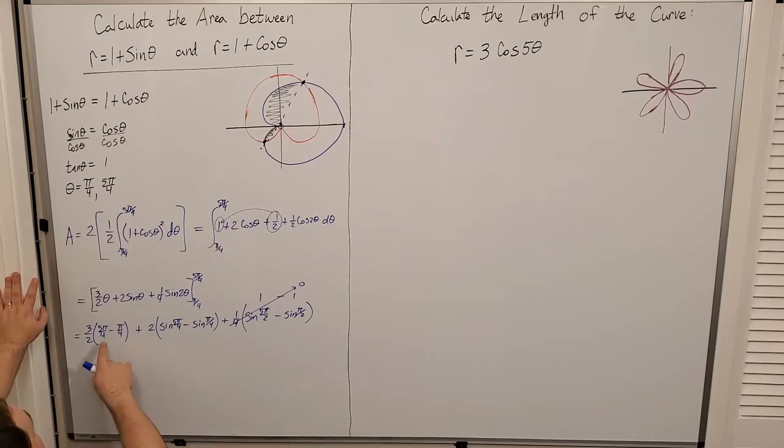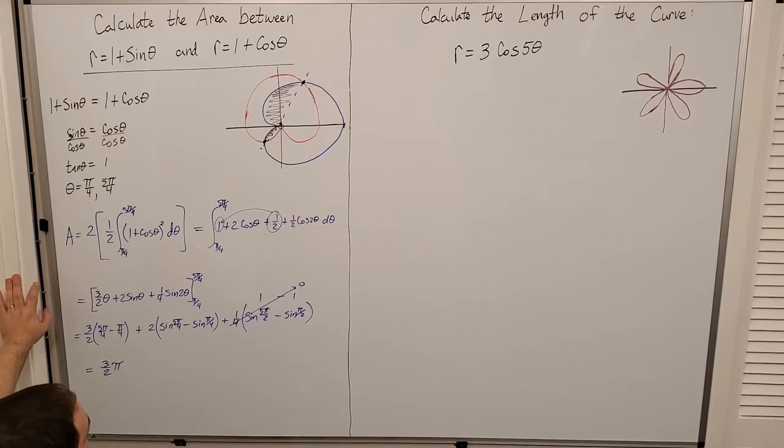So what does that leave me with? Right here, I've got 5 pi over 4 minus pi over 4, which is 4 pi over 4, which is just pi. So I've got 3 over 2 times pi. Here, this is square root of 2 over 2 minus square root of 2 over 2, but this one's negative right here, because it's in quadrant 3, sine is negative there. Notice that what I'm getting is a square root of 2 over 2 plus a square root of 2 over 2, basically, which is just going to be square root of 2.